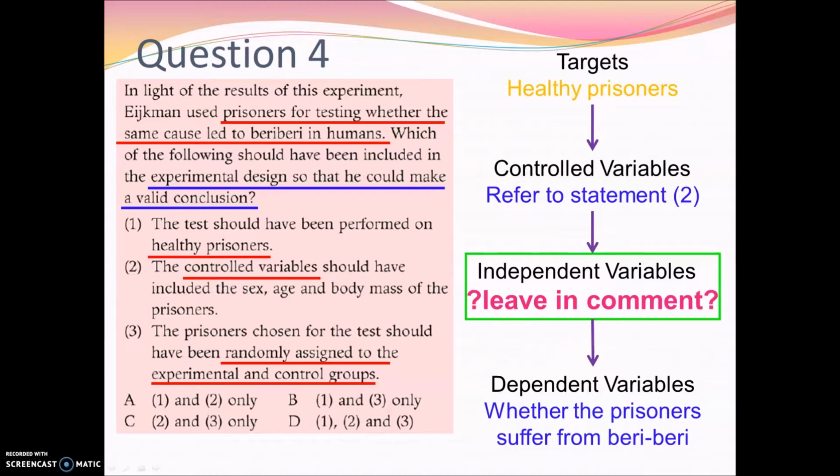And then for the experiment, refer to number 3. The prisoners chosen for the test should have been randomly assigned to the experimental group and the control group. So that's why we have 2 groups. The IV is the one and only difference between them. And finally we take a look at the DV, whether the prisoners suffer from beriberi. So we know the CV, IV, DV again. So take a look at question 3 and get some idea of the IV, and leave your answer in the comment.